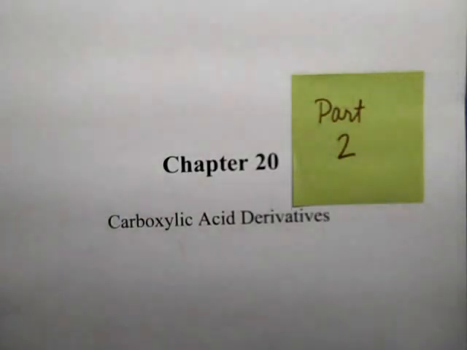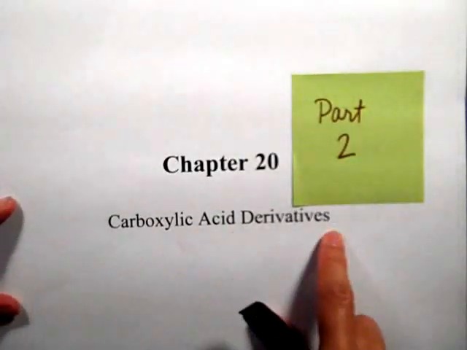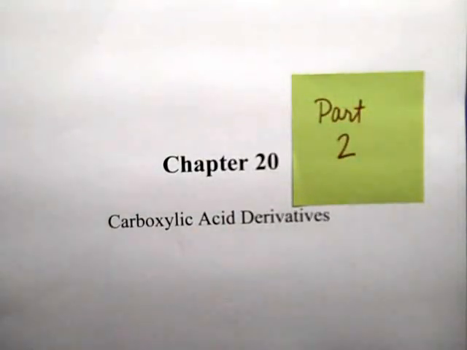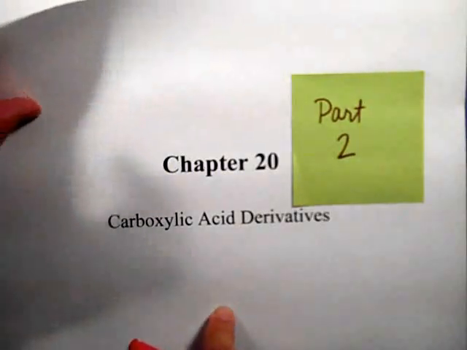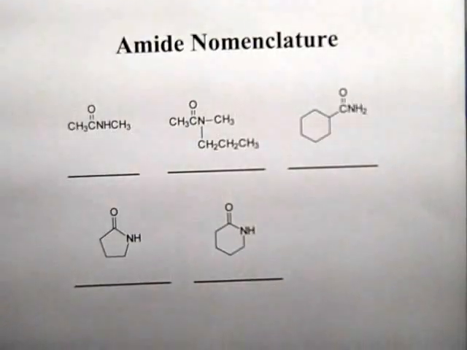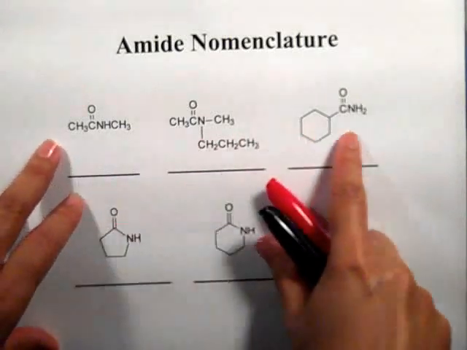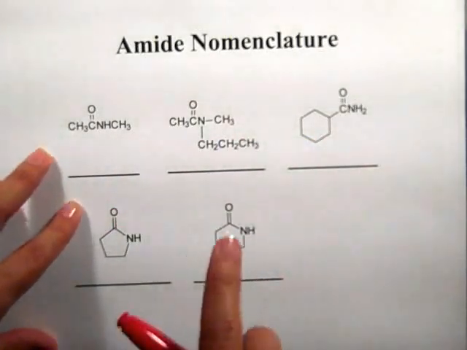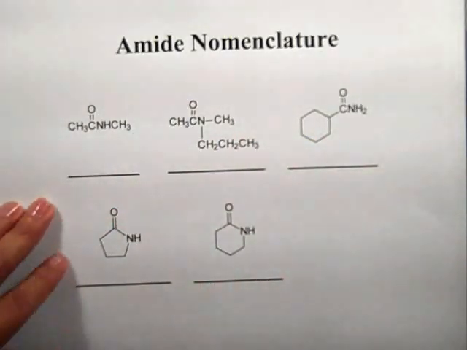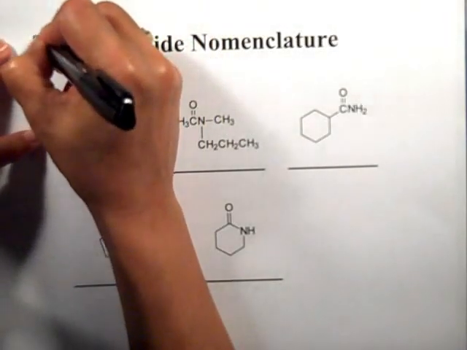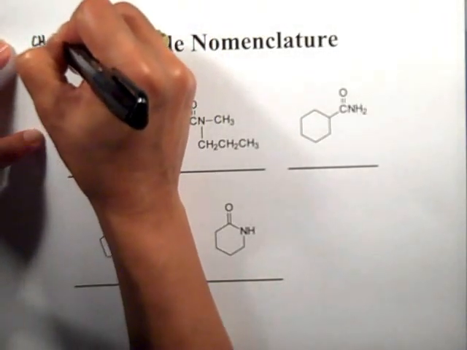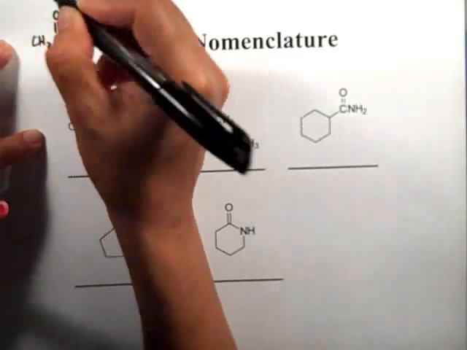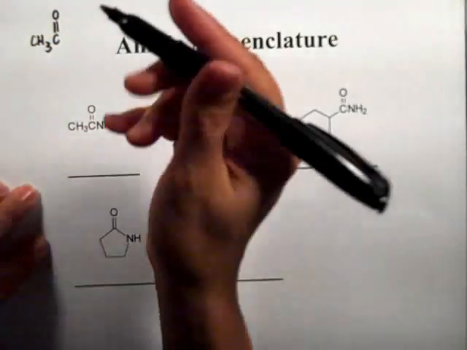This is the second part of the carboxylic acid derivative chapter. We're going to be talking about amides. So let's get started. The first thing we're going to do is learn how to name the amides. But for that, I'm going to have to introduce to you the acetyl group. I know you know it, but it never hurts to review it.